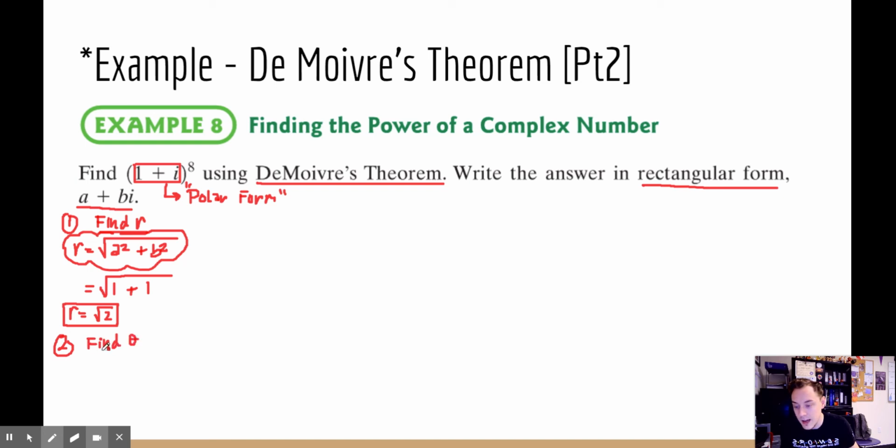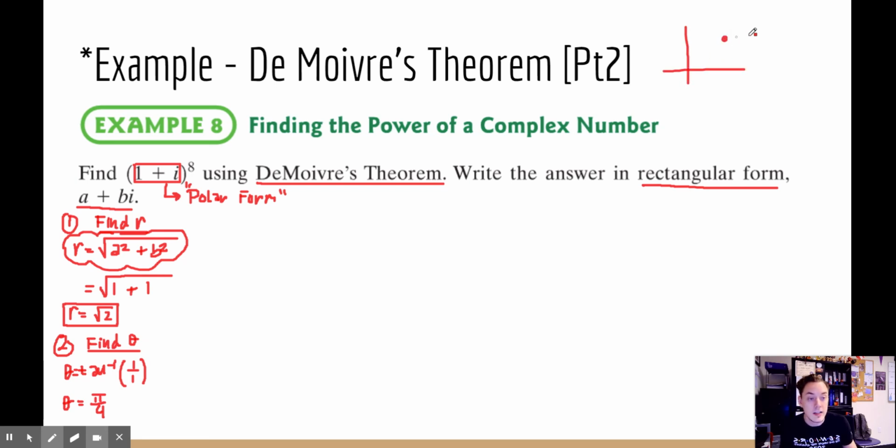Now my second step is to find my theta. How do I find my theta? Using inverse tangent. So theta equals inverse tangent of b all over a, which in this case is just 1 all over 1, which is just 1. And this does equal pi all over 4. Now we have to wonder, is this the same quadrant that we want? Yes, because 1 for my a and 1 for my b is in quadrant 1. So it does look something like this.